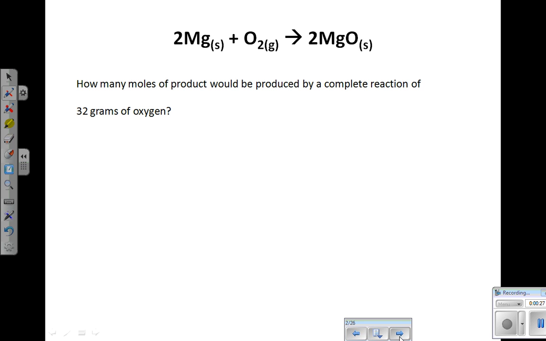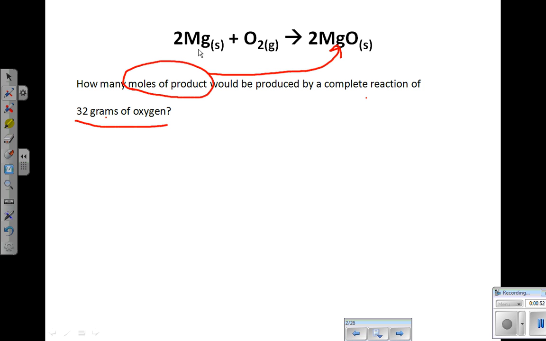In this particular problem, they're asking us how many moles of product would be produced by a complete reaction. Complete reaction tells us that there are no limiting reactants, of 32 grams of oxygen. So that is our given. Notice that we are in grams, and we are looking for moles of product. And our product would be magnesium oxide.